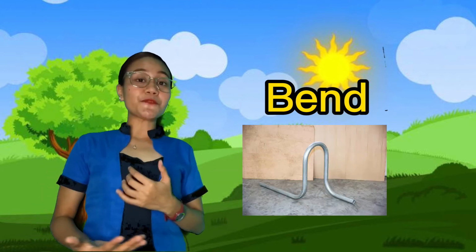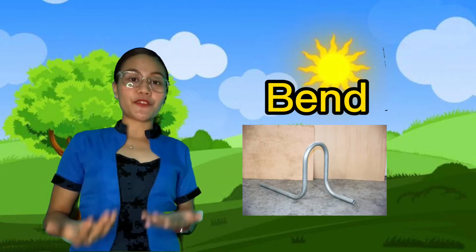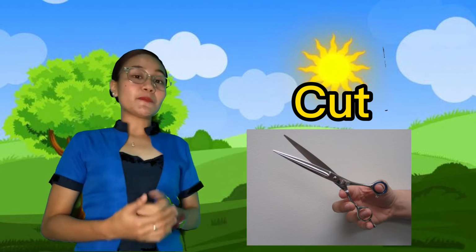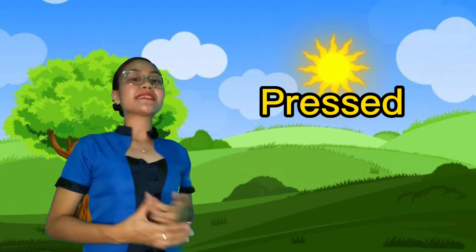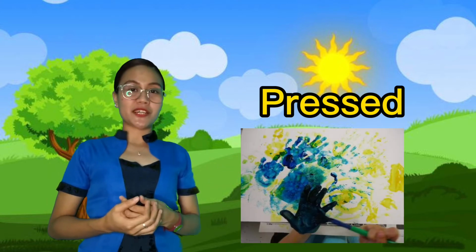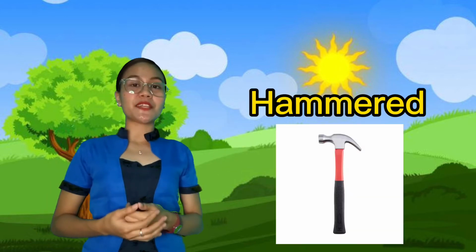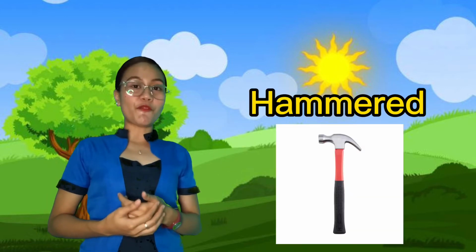Now, when we say bend, it means to force from a proper shape by curving. When we say cut, it means to strike sharply with a cutting effect. When we say press, it is an action of pulling pressure. Lastly, when we say hammered, it is something that resembles a hammer in a form of action.